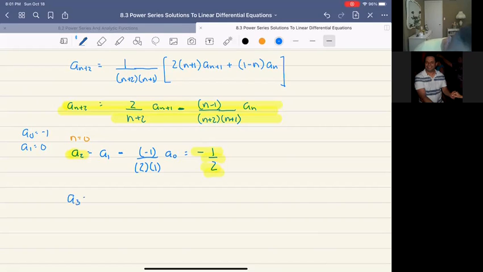A sub 3, that's of course n equals 1, so that's going to be 2 over 3 a sub 2 minus 0, because of that n minus 1, a sub 1. Not that it matters because a sub 1 is 0 anyways. So a sub 3 is going to be -1/3, because remember, a sub 2 is -1/2.